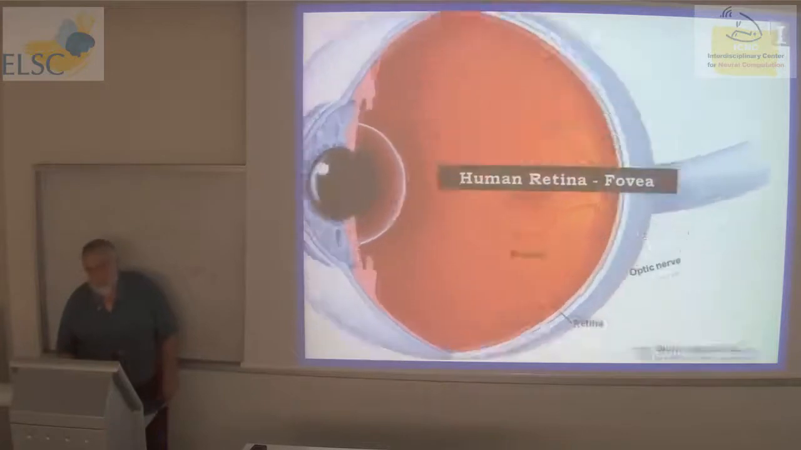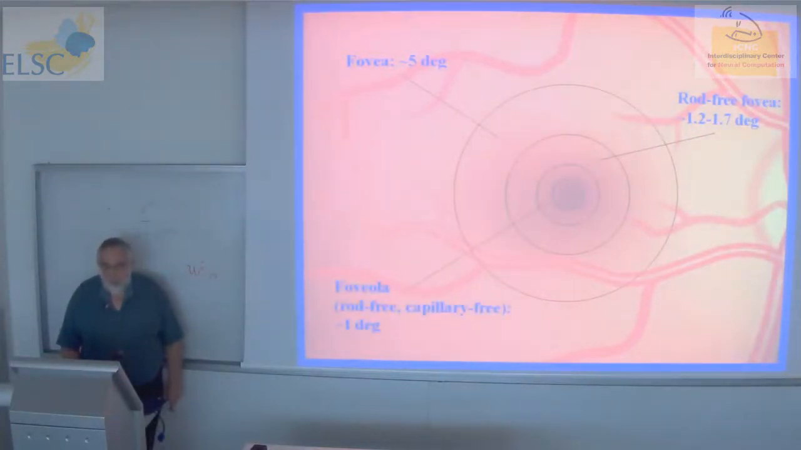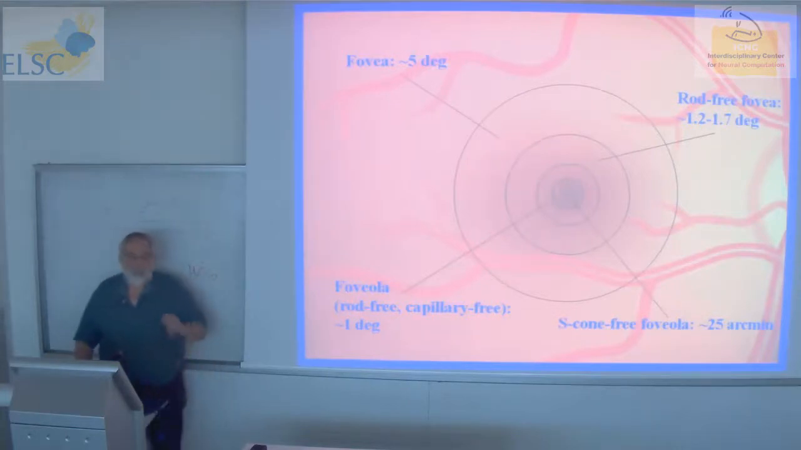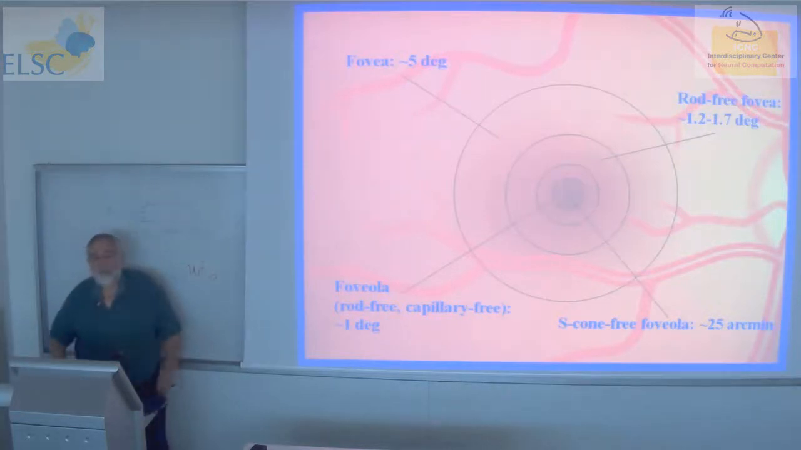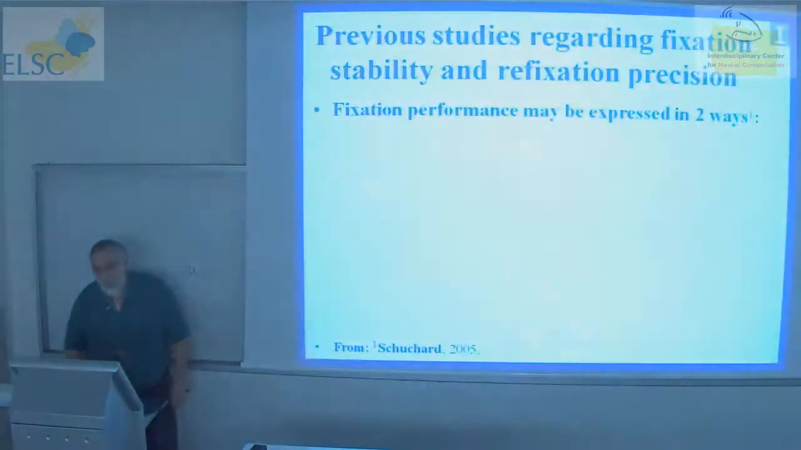This is more than twice or three times the area, and it has roughly equal resolution capability. And just to understand what I'm talking about, you can see here the fovea about 5 degrees, and the rod-free fovea without rods about 1.2 to 1.7 degrees, and the foveola without capillaries of blood about 1 degree, and the S-cone-free area, the place that doesn't have blue photoreceptors, is 25 arc minutes. This is the size of the area that people claim that when we fixate, each time we bring the stimulus toward that place.